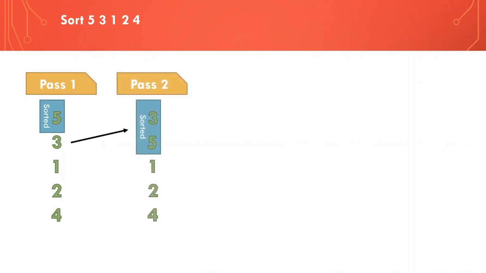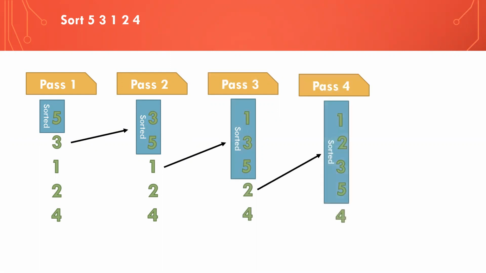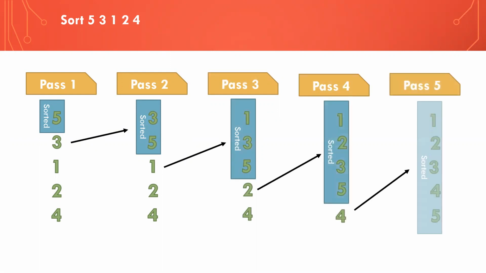Pass 2, I grab an unsorted element, 3, and place it where it belongs in the sorted list. Next, I grab 1, and I place it where it belongs in the sorted list. Grab 2, place it where it belongs. And grab 4 and place it where it belongs.